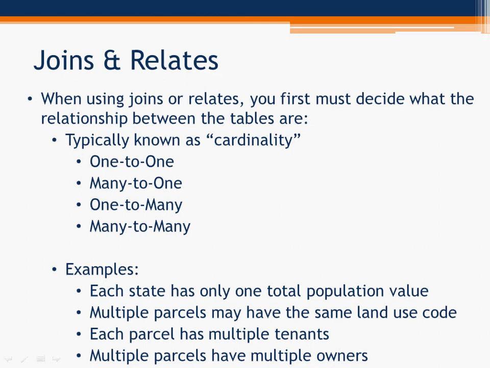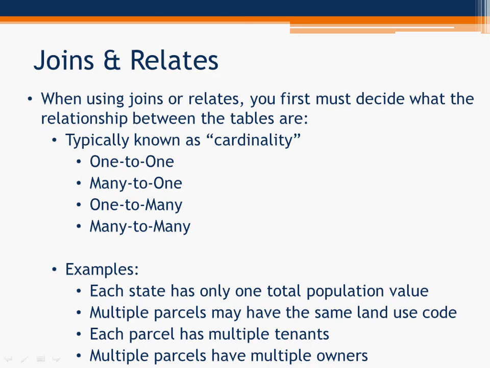Many of these will probably make a little bit more sense when you look at the demo. But for now, I did want to sort of address them. Each state, for example, having only one population value. So if we had a state shapefile that was just the states, but we had its total population value for each state contained within a separate table, that's obviously going to be a one-to-one example, because each state is only going to have one population value for a given year, for example.